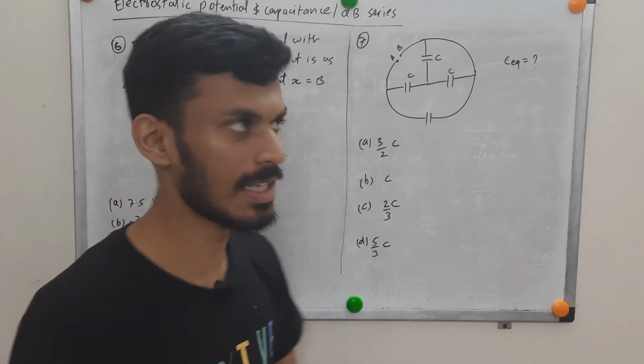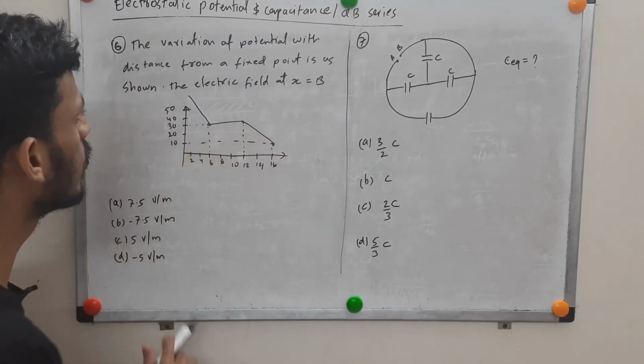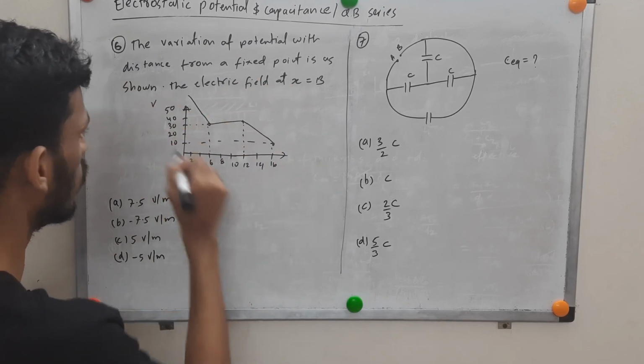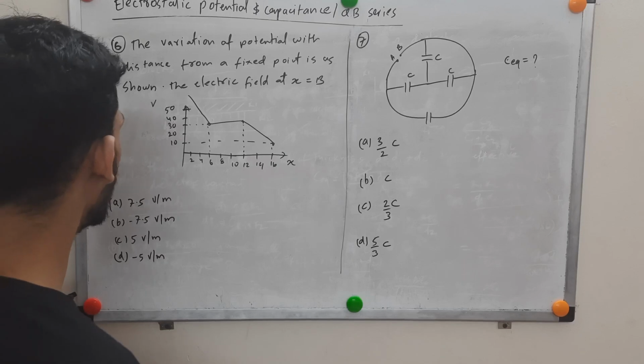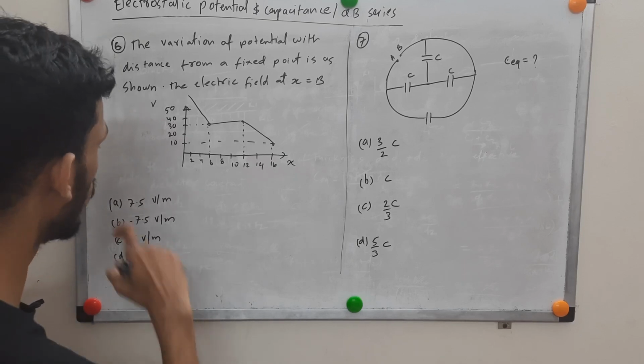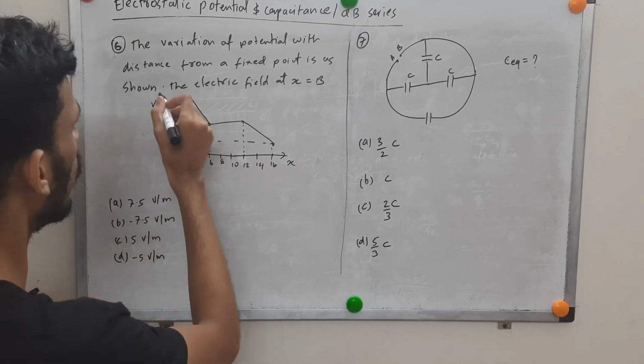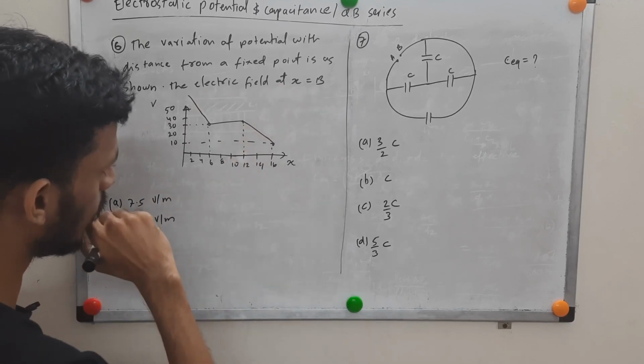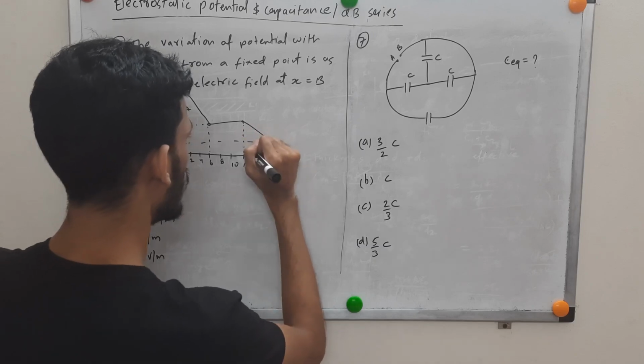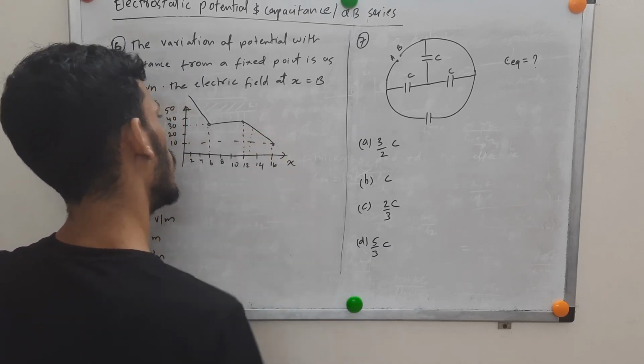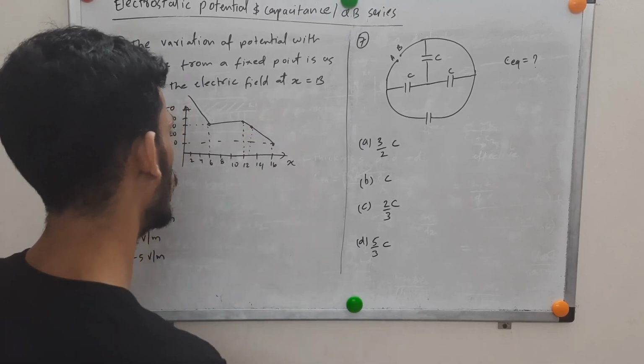We have questions 6 and 7. In question 6, we are given the variation of potential with the distance x, in SI units. You are supposed to tell what is the electric field at x equal to 13. Now x equal to 13 is somewhere here, between 12 and 14.